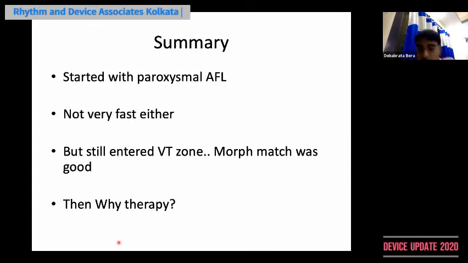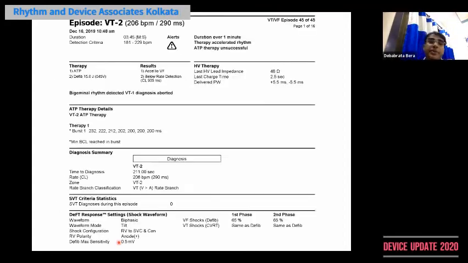For this, you need to look into the detail of the printouts. So this is again a busy slide. Don't go into all of it. Just see what is written: ATP therapy. The result is acceleration to VF. And then there is a defibrillation, and the result is sinus rhythm.